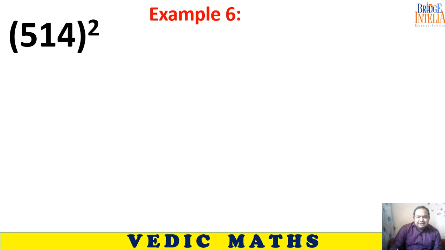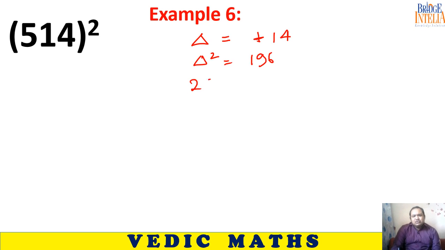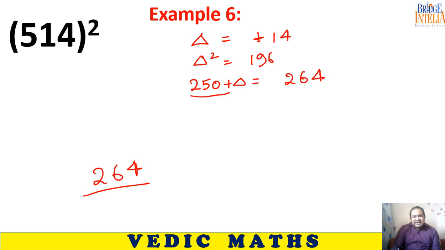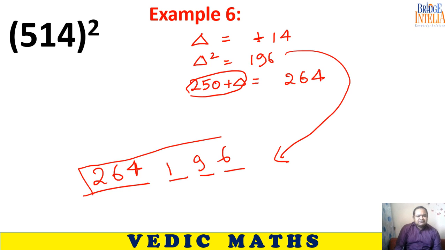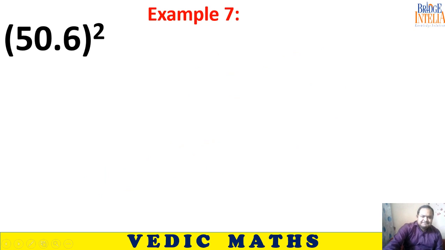How will we solve this one? Delta is plus 14, 514 minus 500 is 14. Delta square is 196, 14 square. 250 plus delta is equal to 264. First I write 250 plus delta, then in the 3 blank spaces I write 196. So this is the answer, 264196.